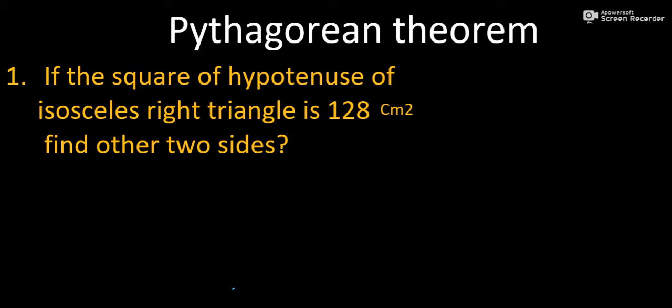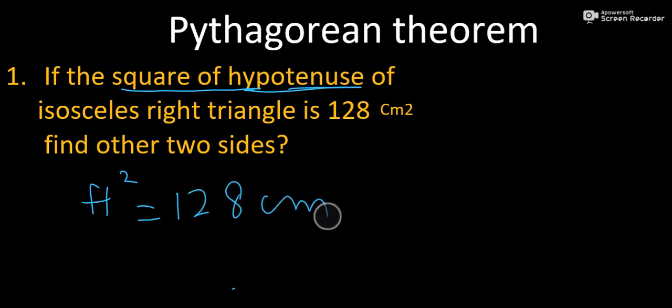What is the question? The question is, the square of the hypotenuse is given. The square of the hypotenuse of an isosceles triangle is 128 centimeter square. Find the other two sides, P and B. Only H square is given. We have to find the perpendicular and base also.